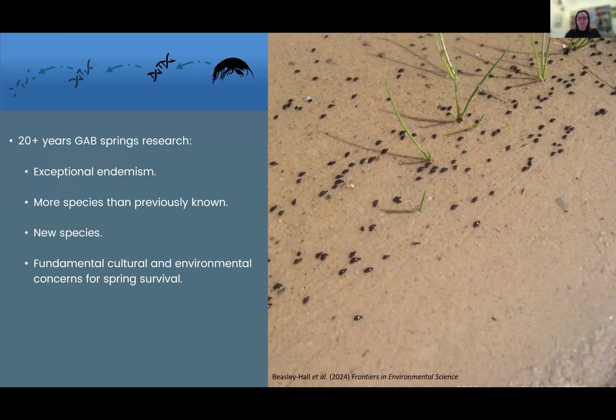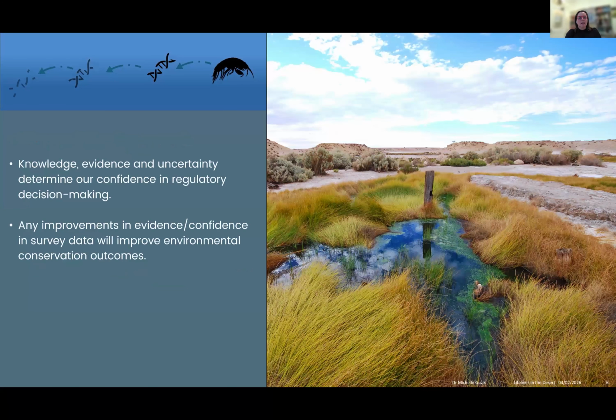So these concerns are real, and we know that we need the best available information to be able to try and monitor and understand fluctuations in endemic populations. And so basically, the basis of all of our research is that knowledge, evidence, and uncertainty determine our confidence in regulatory decision making, and any improvements in evidence and confidence in survey data will improve environmental conservation outcomes.